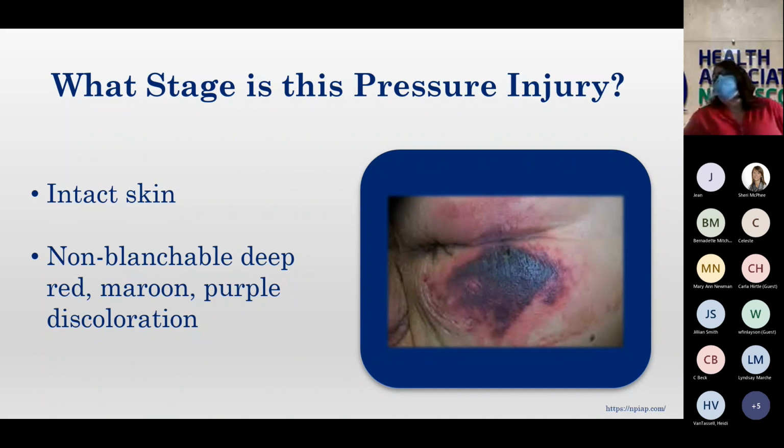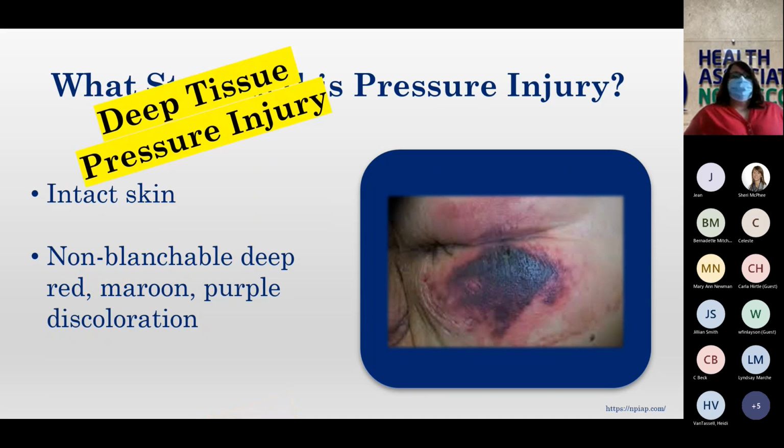Is there anything in the chat? No, does anybody want to take a stab at it and put it in the chat box? Nothing? Okay. So this is a deep tissue pressure injury. Just a reminder that a deep tissue injury can be intact or non-intact skin. It can also be a blood-filled blister.